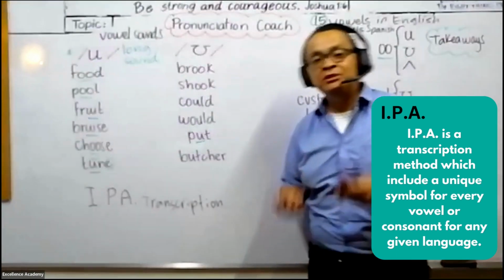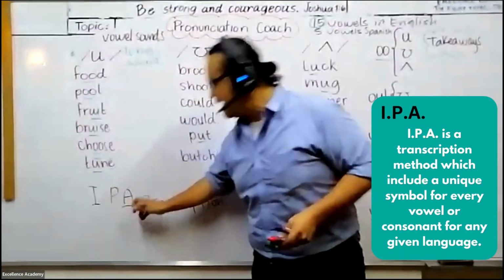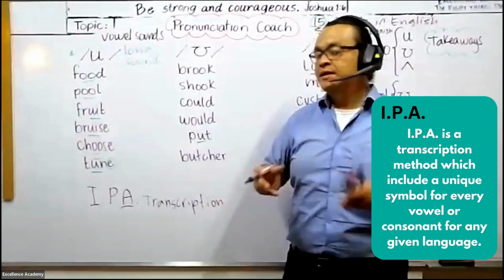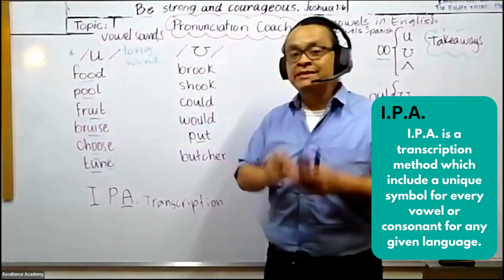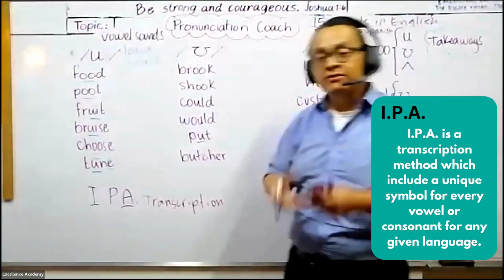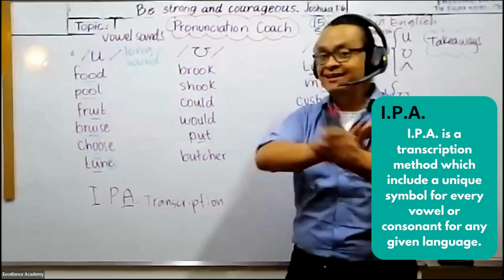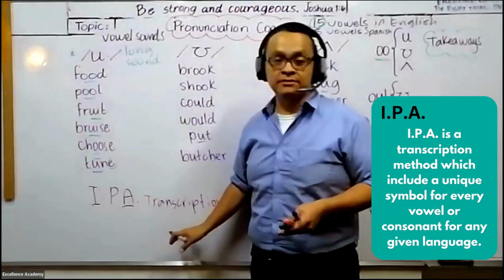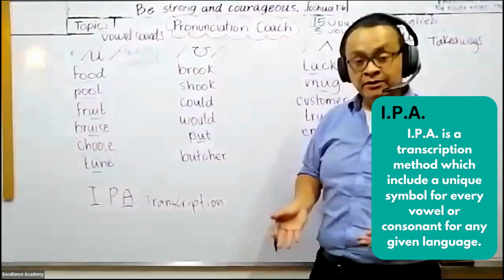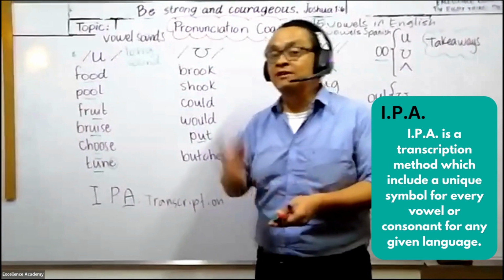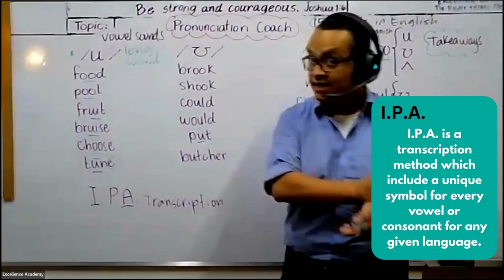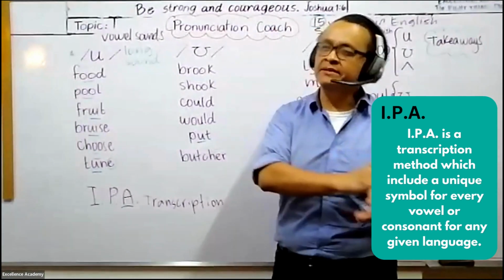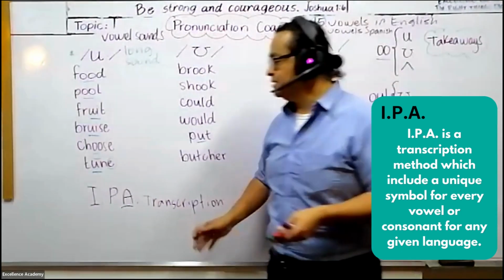It's a transcription method which includes a unique alphabetical symbol system that will represent the different sounds, vowel sounds, consonants, and diphthongs in any language. Actually, every language has its own IPA transcription. And we'll be learning in this course the IPA transcription for American English, and we'll compare it sometimes to British English. So that's going to help you.